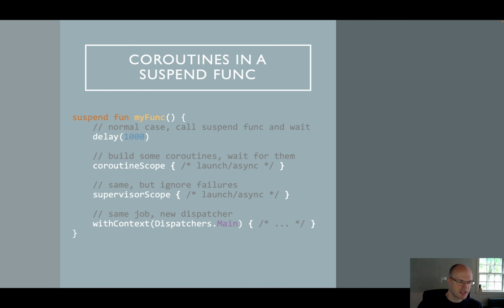And then lastly, an example of what it looks like to swap out the dispatcher for my current scope, whatever it happens to be. I can do that using withContext, and I can keep calling suspend functions in there, but with the guarantee that they'll all be on the main thread. All right.